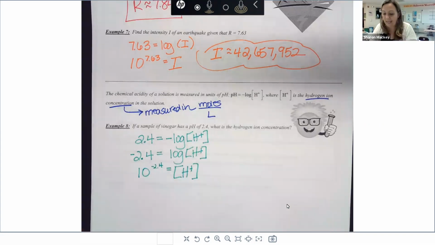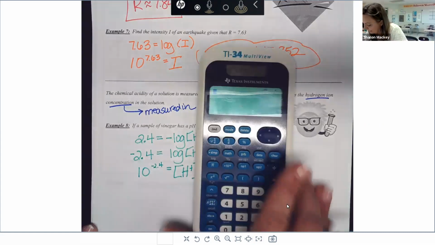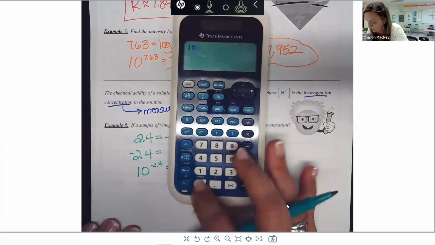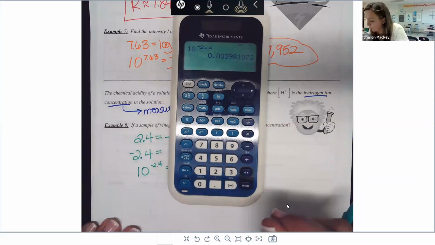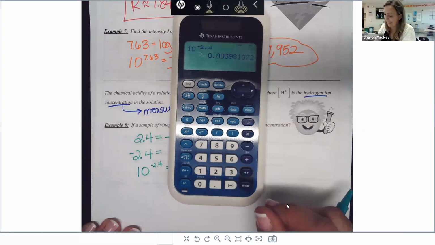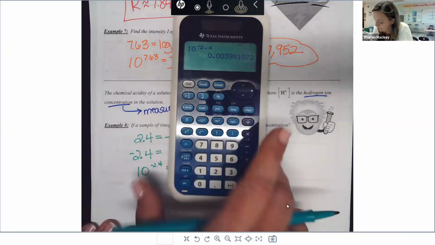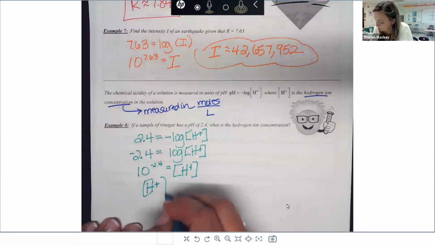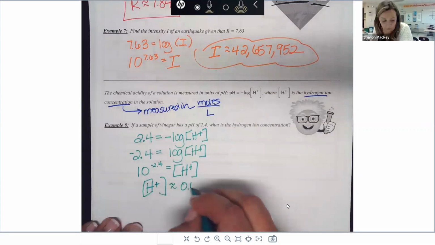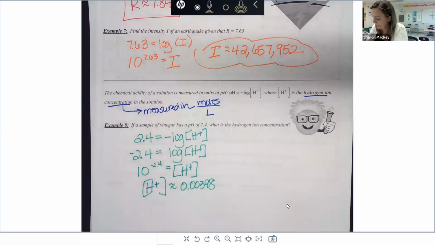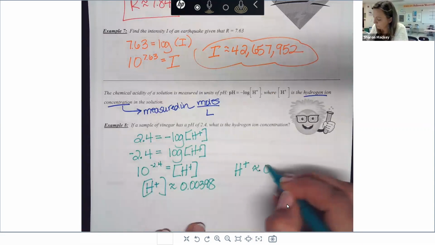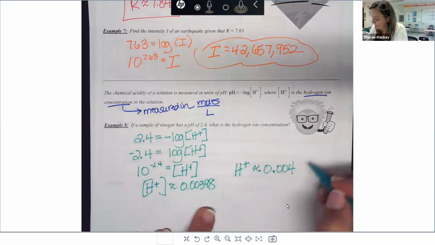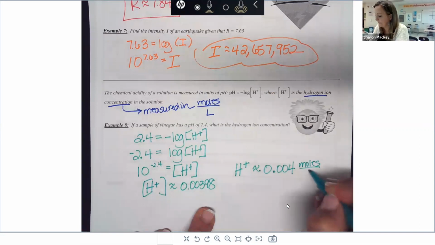Okay, so then again, we would just use our calculator and we would evaluate. We would just find what is 10 raised to the negative 2.4. And we get that it's about 0.00398. And so what you could say is that the hydrogen ion concentration is about 0.004. And again, we'll measure that in moles per liter.